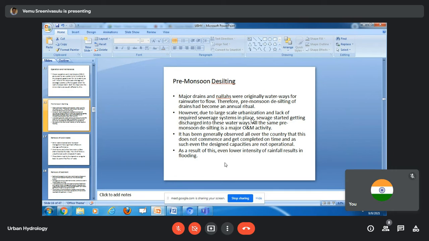So if you have not done proper O&M activities, then whatever storm you have designed the capacity for, that capacity will be reduced because of the silt build-up taking place in a drainage, in these pipes or nallas. Because of that, the capacity gets reduced. Therefore, even for a lower intensity of rainfall, flooding takes place in a city. So therefore, this is a very, very important O&M activity.